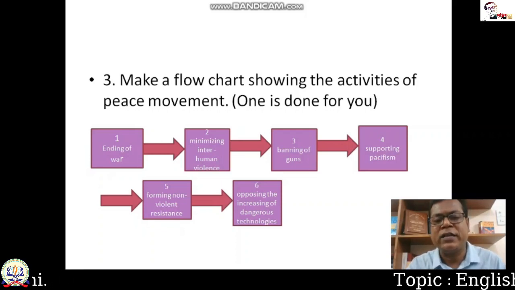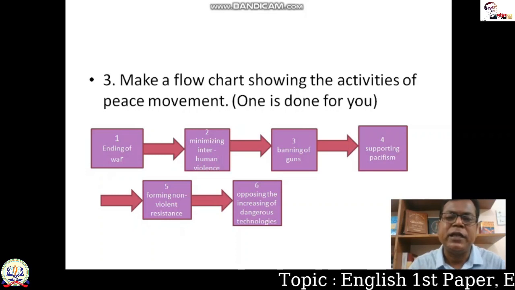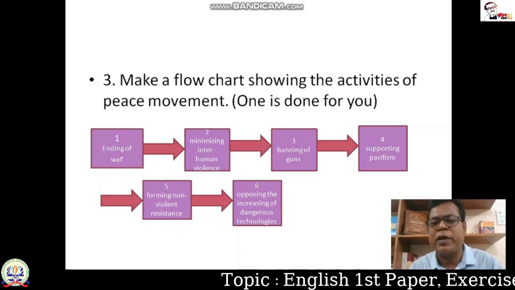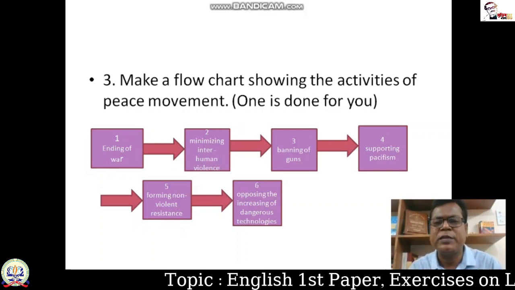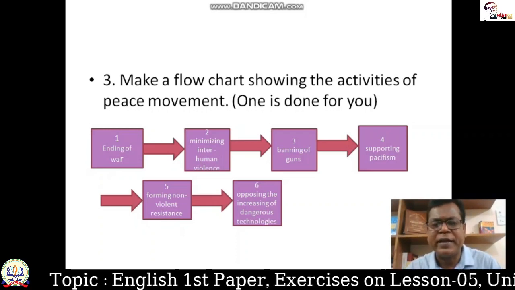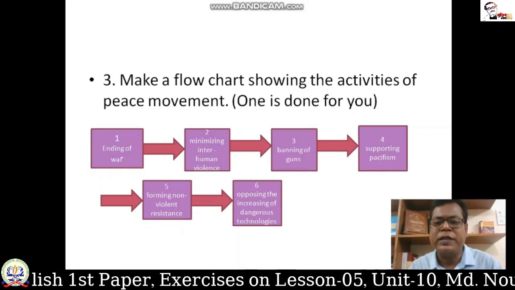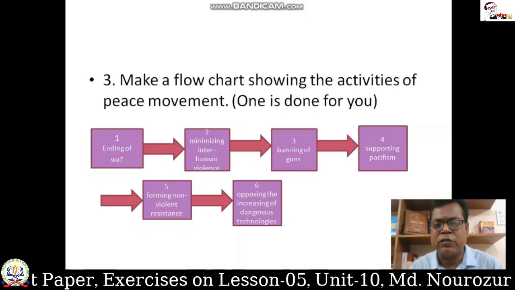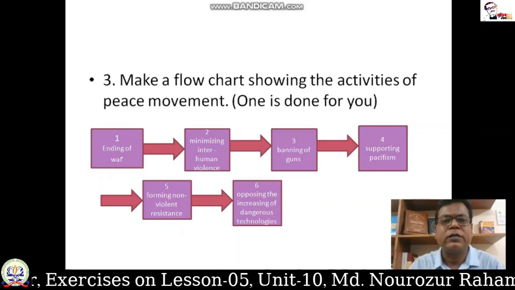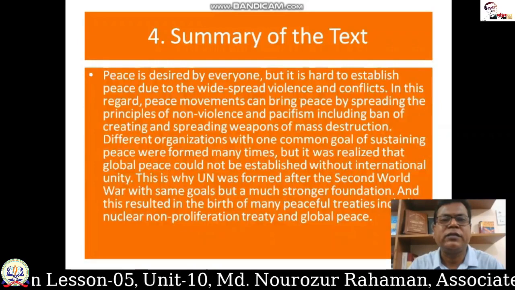Next, I have written the answers sequentially, one after another. Minimizing interhuman violence. Number 3, banning of guns. These are the activities of peace movement. Supporting pacifism, supporting peacemaking. Forming non-violent resistance, opposing the increasing of dangerous technologies. So let's go to the next item.